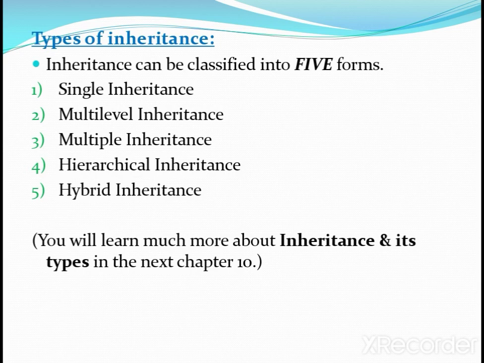Inheritance can be classified into 5 forms. See here, there are 5 types in inheritance: single level inheritance, multi-level, multiple, hierarchical, and hybrid inheritance. These are the types of inheritance. You will learn much more about inheritance and its types in the next chapter, number 10.